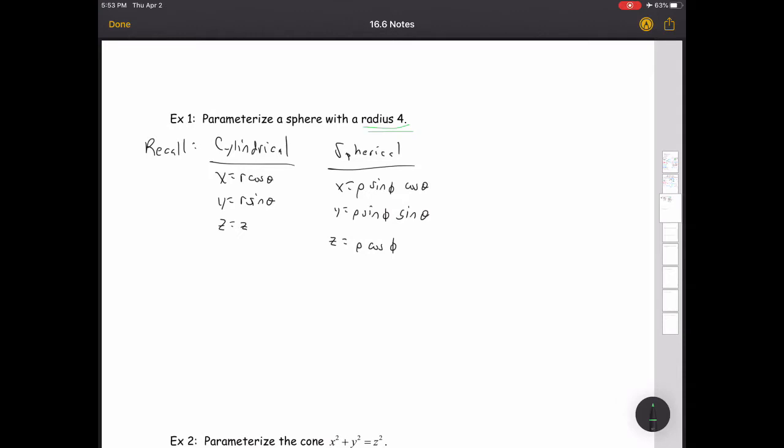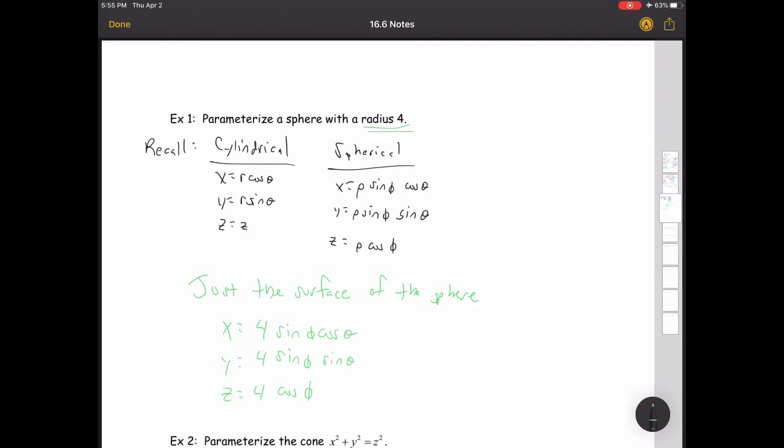So we're taking this thing from x, y, and z down to only phi and theta. Those are the only things that are going to vary. Rho is going to stay constant. So just the surface of the sphere. So again, rho here will be constant, and rho is 4. So x is going to be 4 sine phi cosine theta. Y is going to be 4 sine phi sine theta.